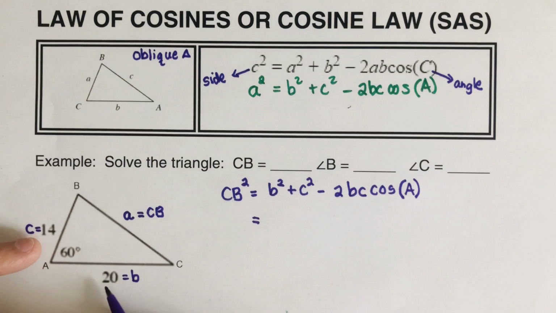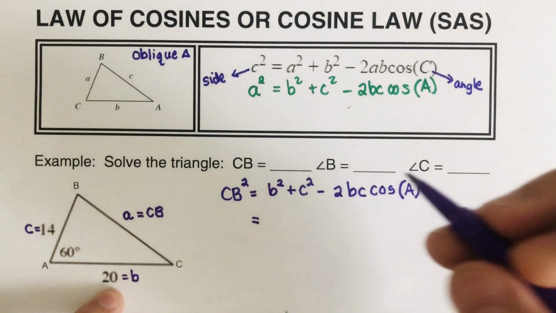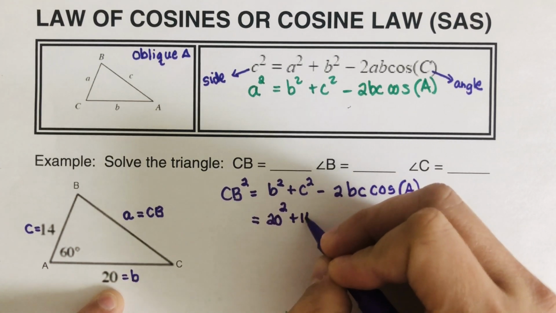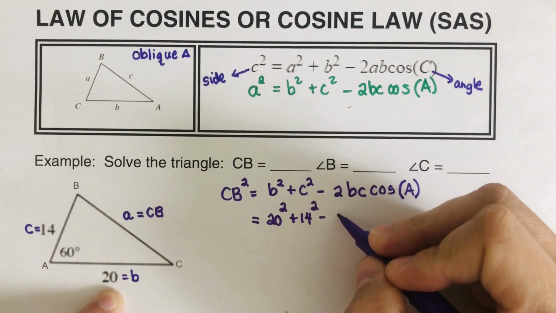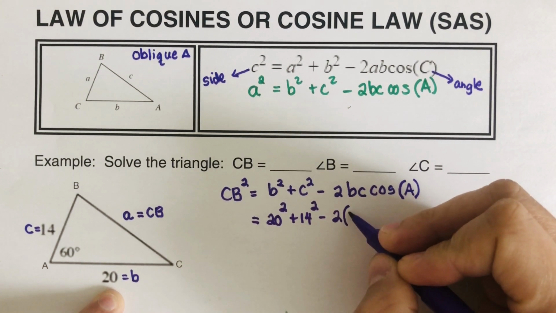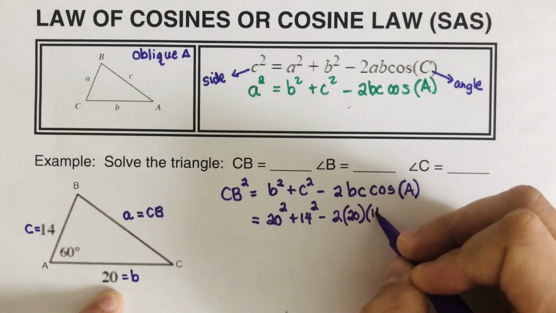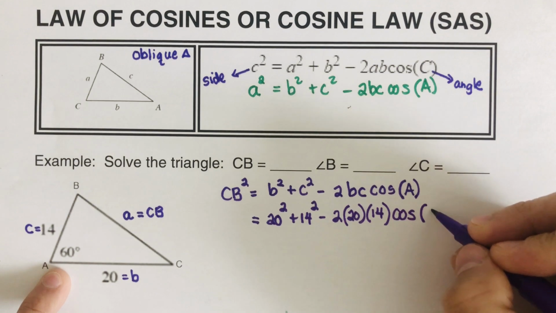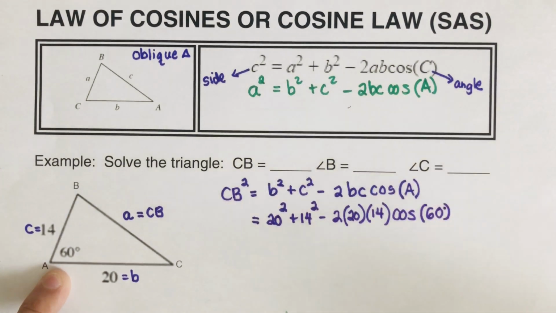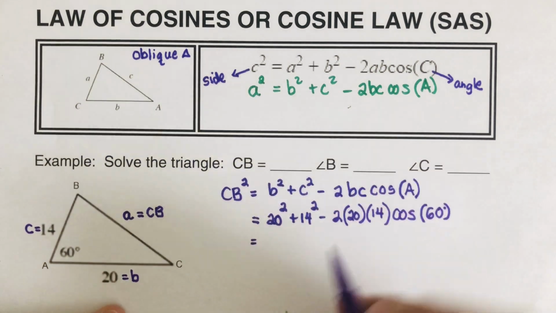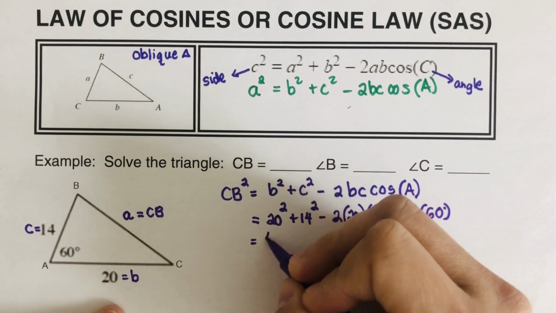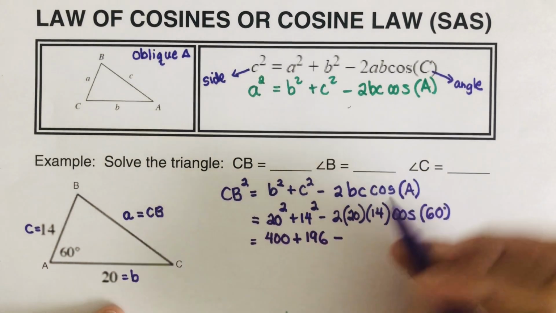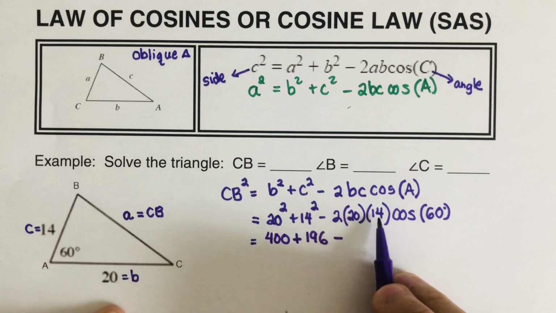These two remaining sides that are given to us. So that would be 20 squared plus 14 squared minus 2 times 20 times 14 times cosine of our angle A, which is 60 degrees. Okay, so we set it up. From here, we can simplify this to be 400 plus 196 minus, we multiply 2 times 20 times 14.